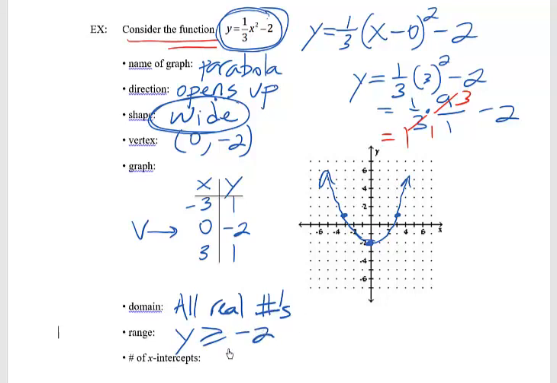As far as how many x-intercepts this guy has, well, I can see clearly once again it's hitting the x-axis somewhere over here, and it's hitting the x-axis somewhere over here. So once again, I have 2 x-intercepts.